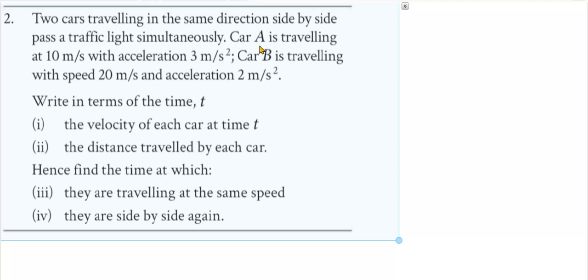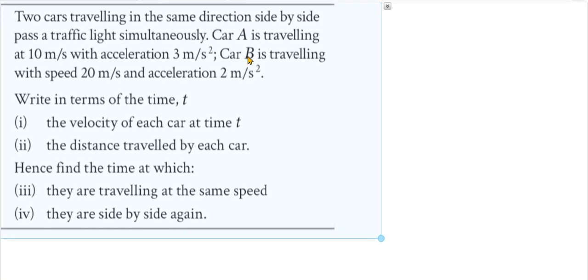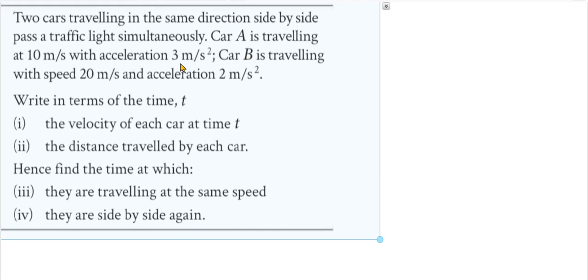Two cars are passing in the same direction, side by side, passing the traffic light simultaneously. Car A is traveling at 10 with acceleration 3. Car B is traveling at speed 20, acceleration 2.